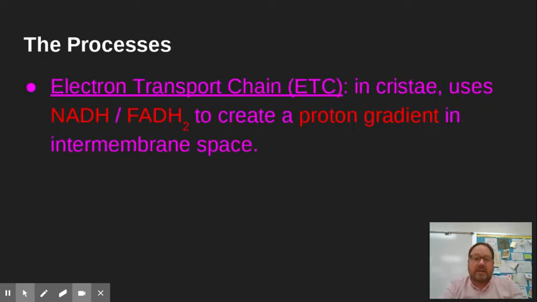Well, you send NADH and FADH2, those electron carriers, to the electron transport chain. So NADH and FADH2 will drop off their passengers. They'll drop off the electrons that get passed down the electron transport chain. And then the protons get pumped into the intermembrane space and create a gradient. And a gradient like that is potential energy.